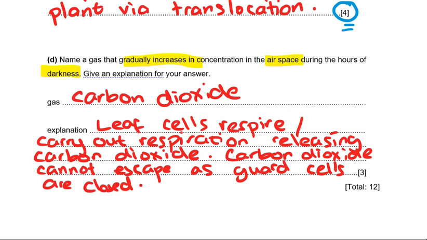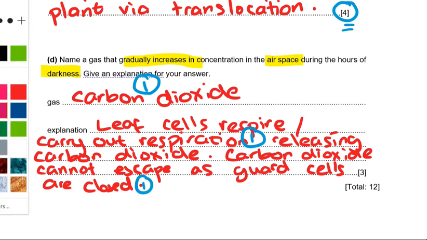If we're looking over here, carbon dioxide is already 1 point. If you say respiration or respire, that'll be 1 point. And if you say that guard cells are closed, that's your 3rd point. So I'm going to give you guys the alternative.